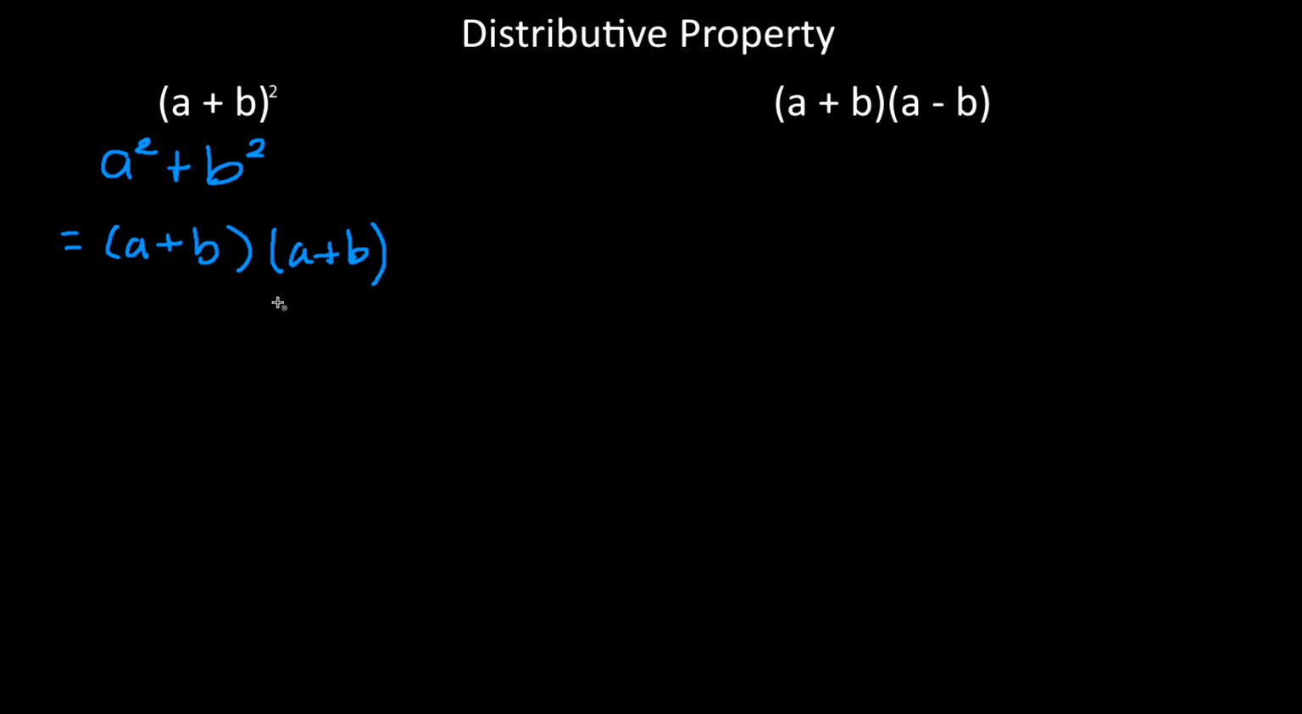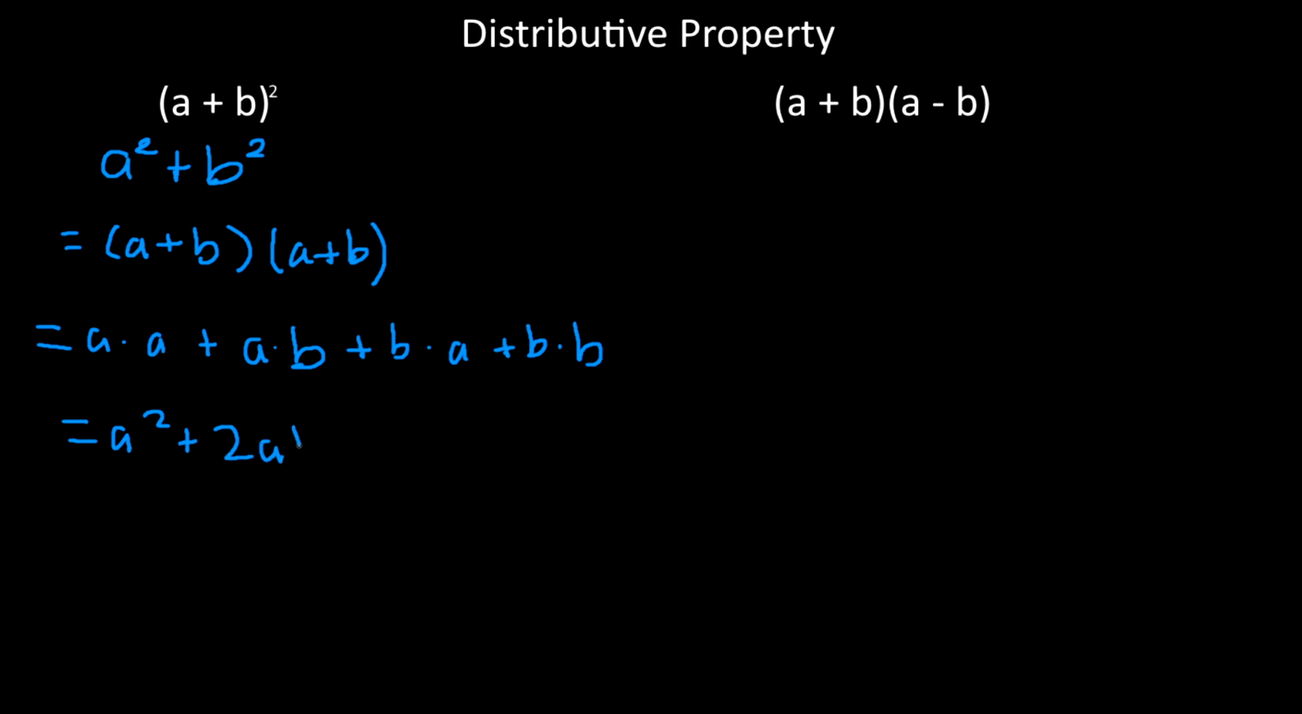And we know from distributive property that this is equal to a times a plus a times b plus b times a plus b times b, which can be rewritten into a squared plus 2ab plus b squared. And as we can see, this is not equal to a squared plus b squared.